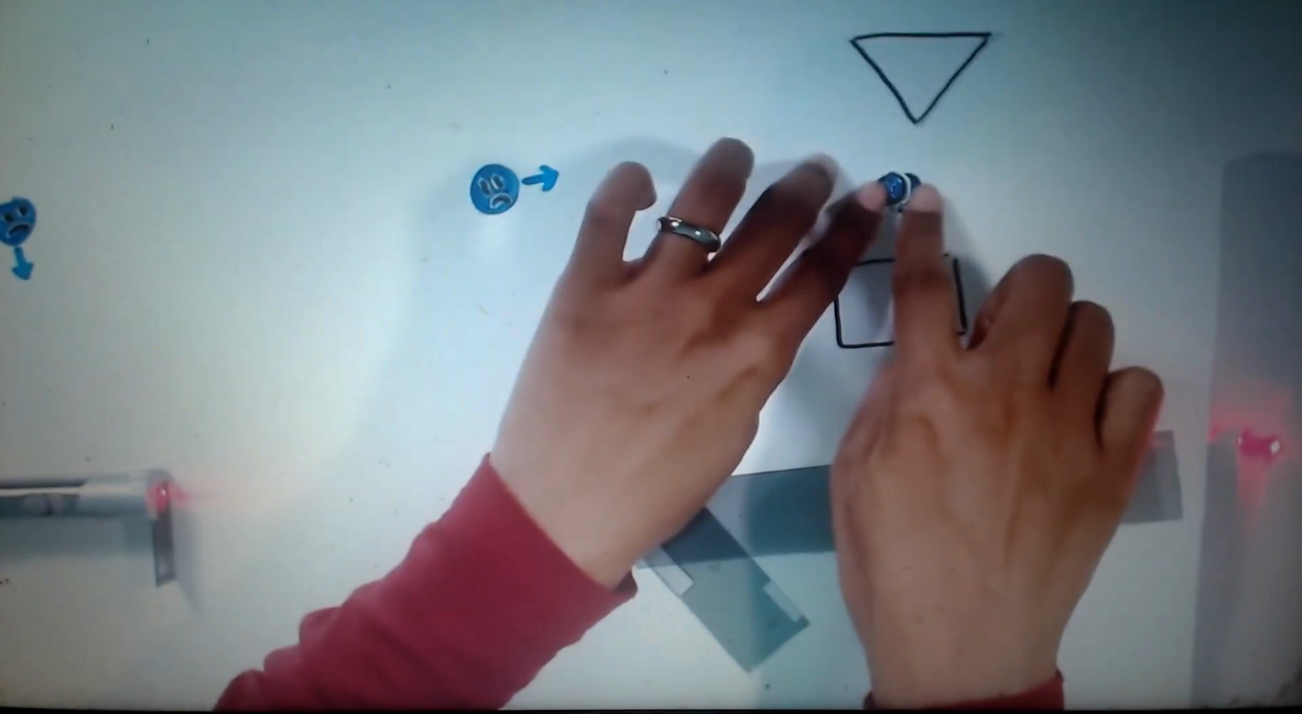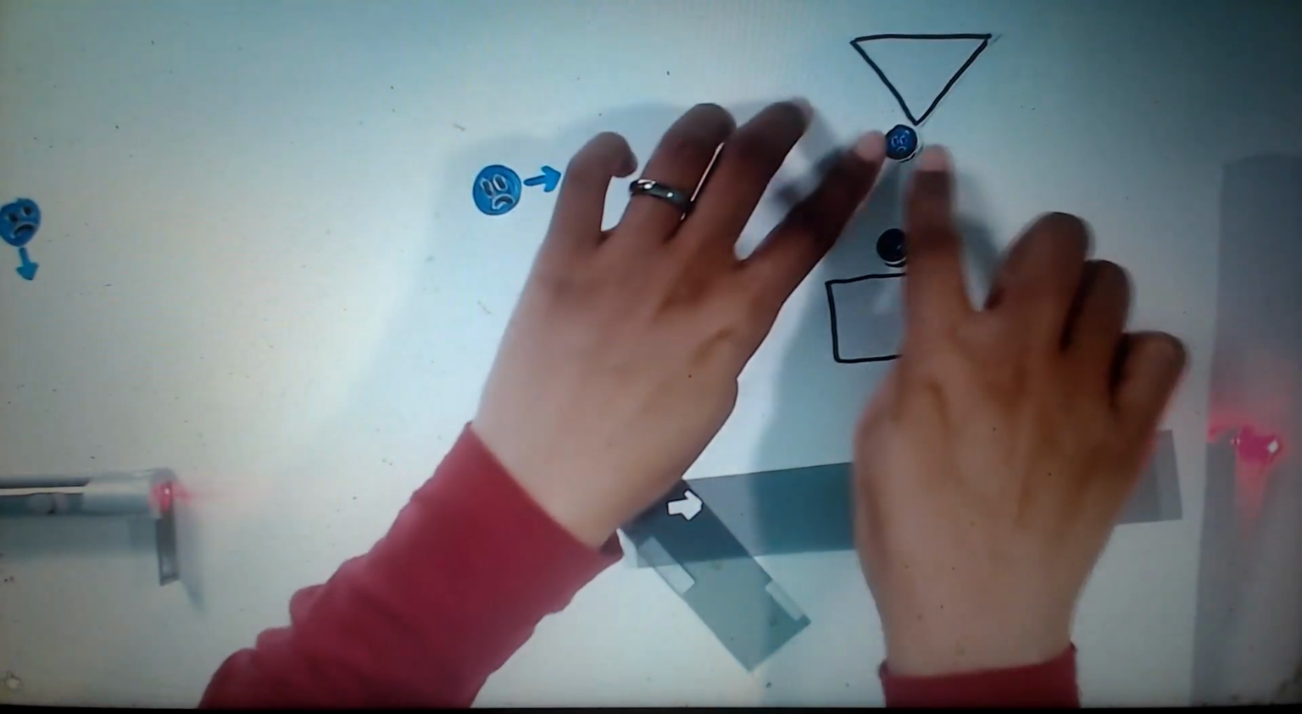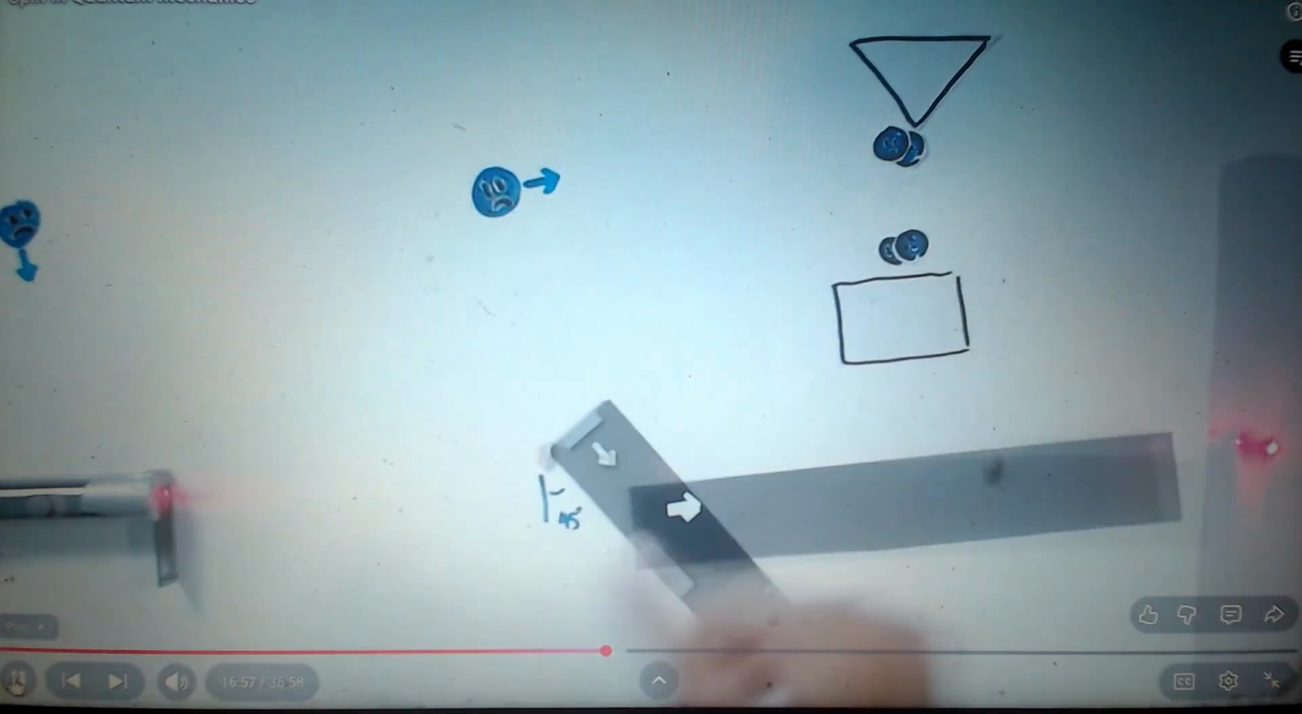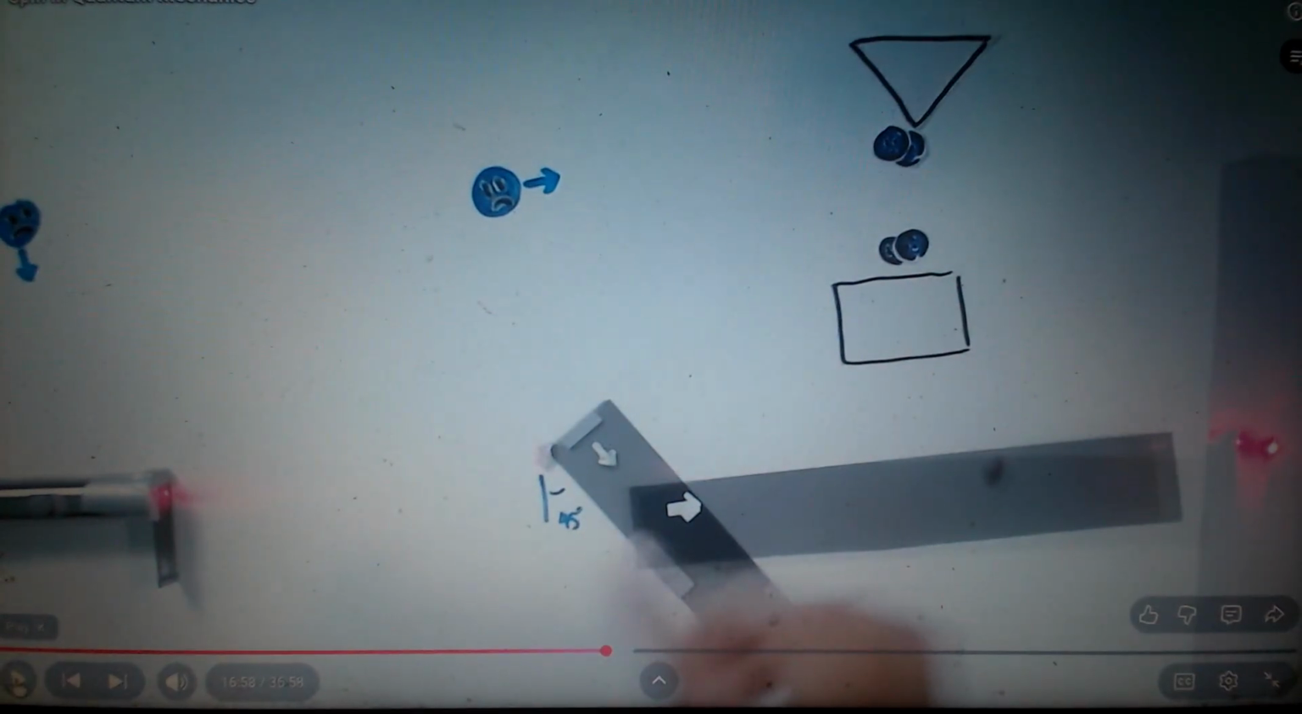They're going to split 50-50. Half of them will end up at the top, and half of them will end up at the bottom. They're doing the same thing. They're always doing the same thing.